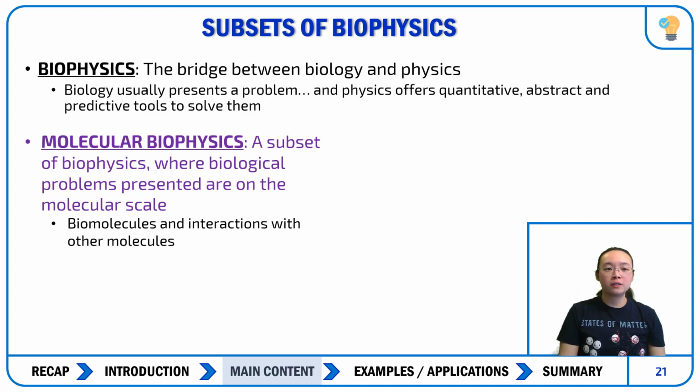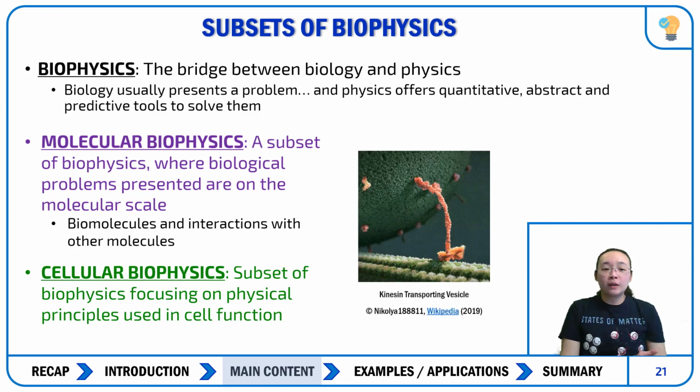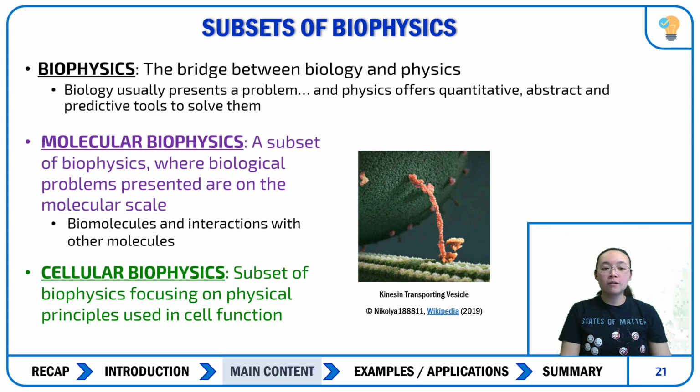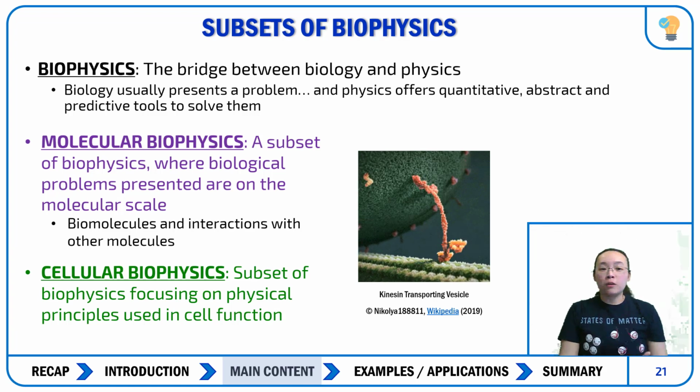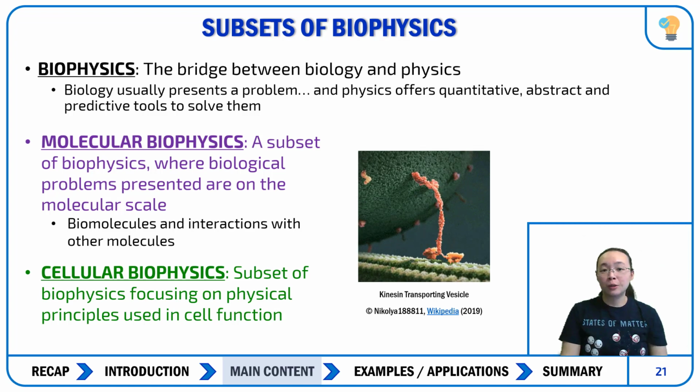Biomolecules and interactions with other molecules will be studied, so that's our focus for this term. Next, you have cellular biophysics. That's a subset of biophysics focusing on the physical principles used in cell function. So this is an example of kinesin transporting a vesicle. It's actually using protein dynamics on the nanoscale. Through modeling, we're actually able to create images like this and predict the type of movement that certain molecules will have. I just like this GIF, it's pretty cool.